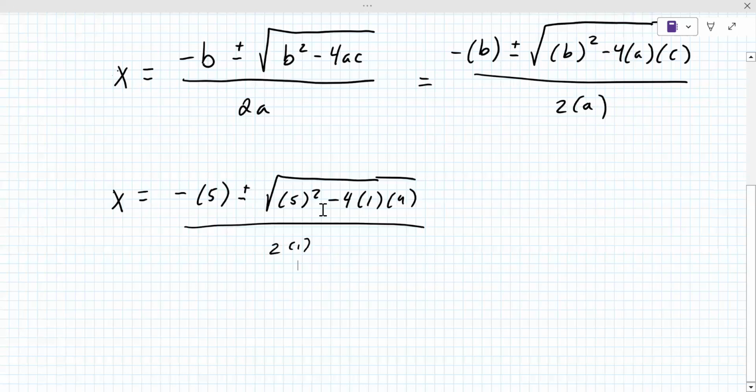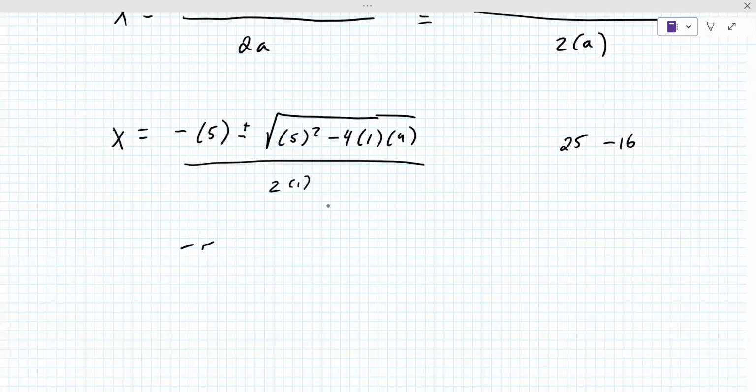Okay. So now we're going to focus on the part under the square root. We've got 5 squared, that's 25. And then you're subtracting, but you subtract after you multiply. 4 times 1 times 4 is 16. 25 minus 16 is 9. So the idea here is that you've got to get the part under the root down. That's really critical. So this becomes negative 5 plus or minus the square root of 9 all over 2.